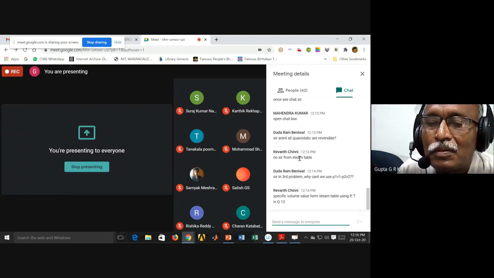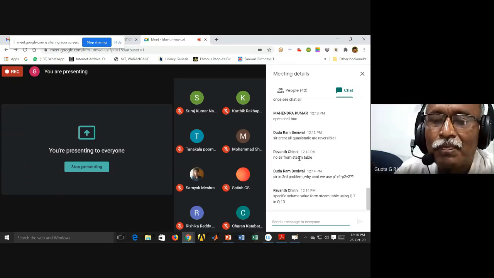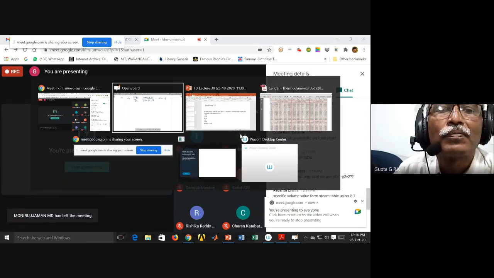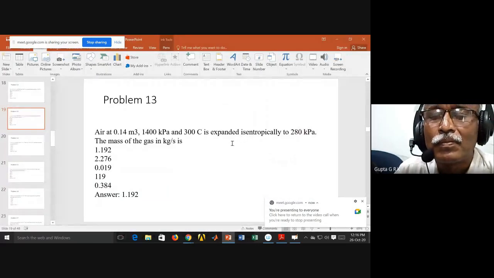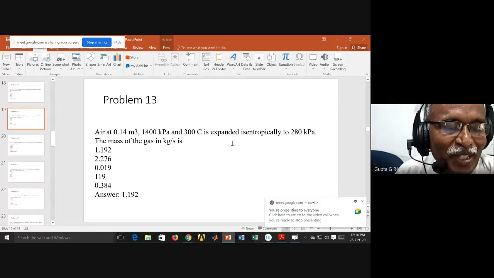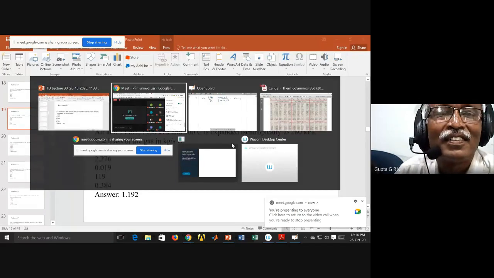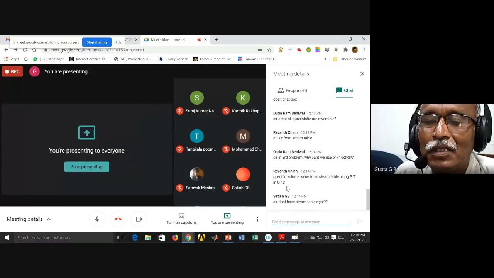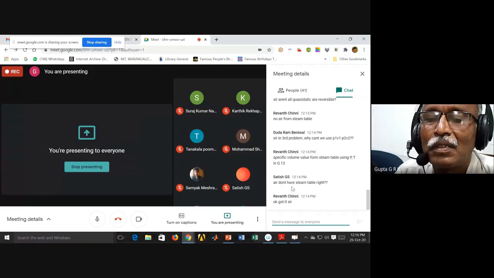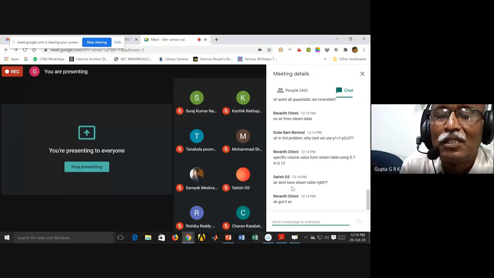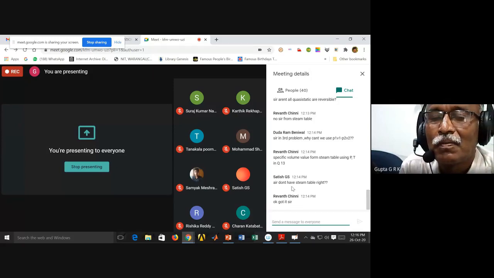Specific volume, question number 13. Maybe your number and this number will be different because the questions are shuffled, right? I will just see. What is the specific volume from the steam table using P and T? For air we cannot use steam tables. Only when the working fluid is water or steam can we go for steam tables.